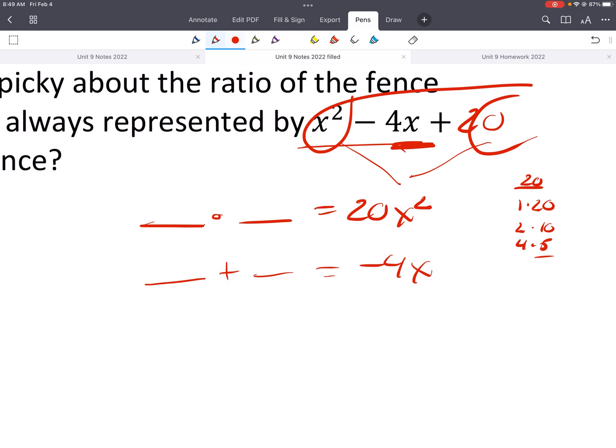I think I made a mistake. Dagnabbit. So I don't think there's anything that makes that work. So 1 and 20 could give you 21 or 19, depending if it's positive or negative. 2 and 10 can give you 12 or 8. And 4 and 5 can give you 9 or 1.